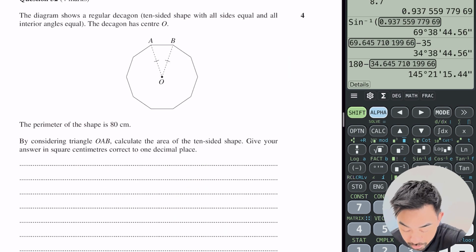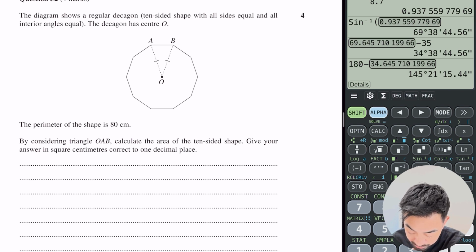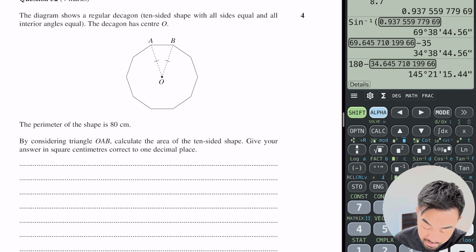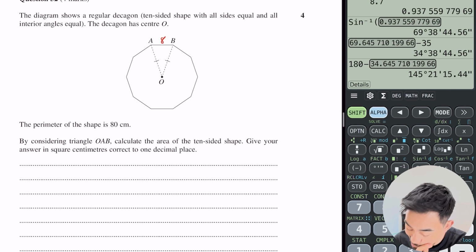Question 32. The diagram shows a regular decagon, so a 10-sided shape with all equal sides and all equal angles. The decagon has center at O. The perimeter of the shape is 80 centimeters. By considering the triangle OAB, calculate the area of the 10-sided shape. Okay, so the perimeter is 80 and it's 10-sided. That means that has to be 8.